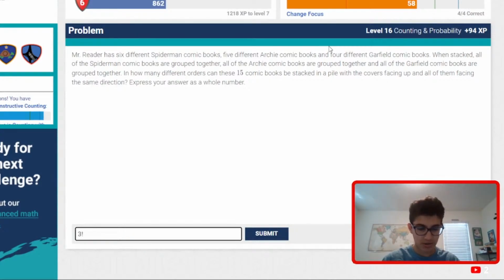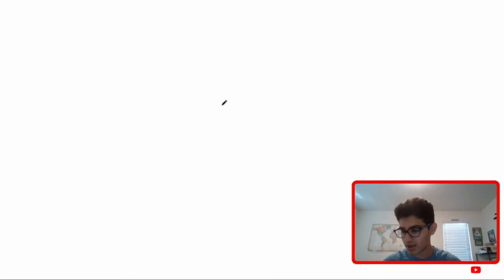So that's 3 factorial. Then we multiply that by the different ways to do each of them. So multiply by 5 factorial, multiply by 4 factorial, multiply by 6 factorial. 3 factorial times 5 factorial is just 6 factorial again. 4 factorial, yeah. So this is 720 times 720 times 24. And I think we had that exact same thing in another question.